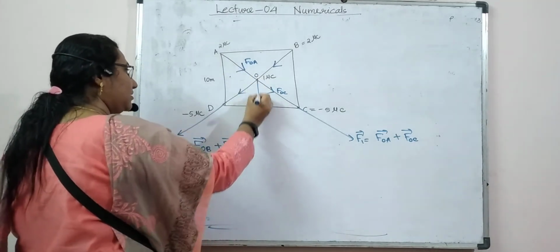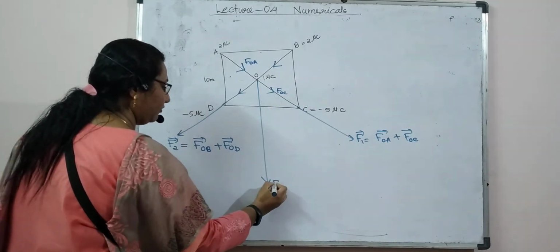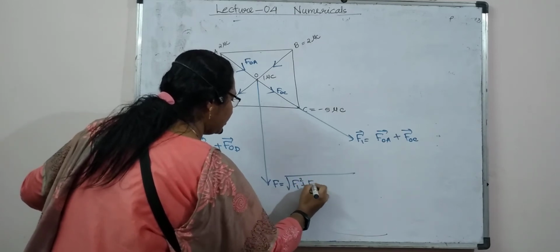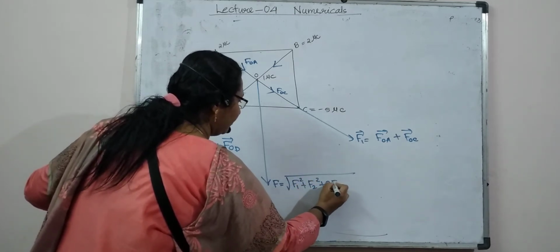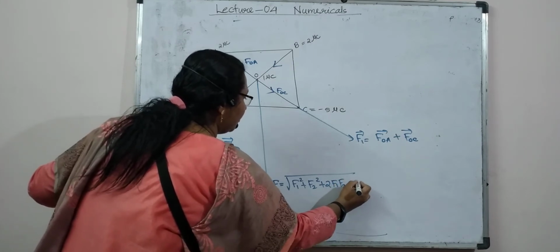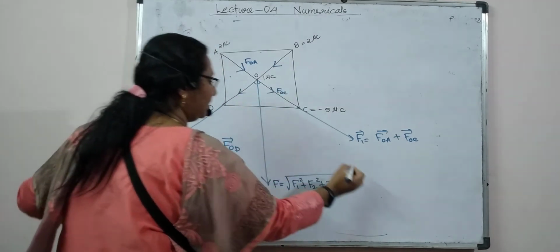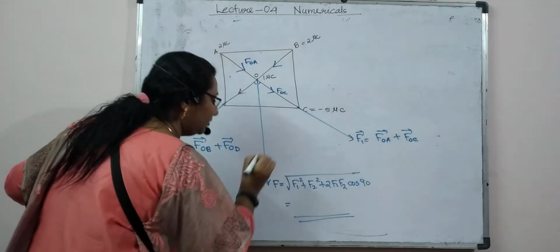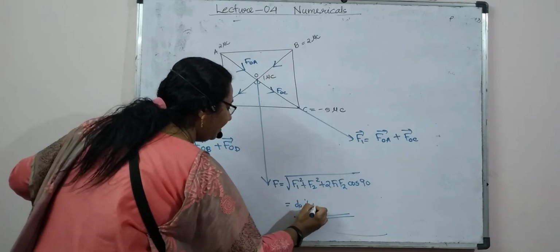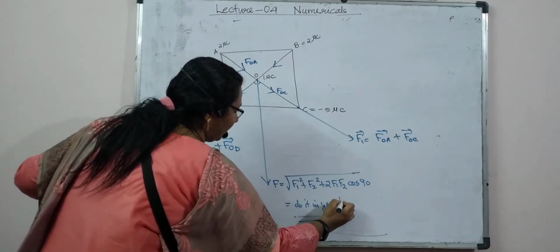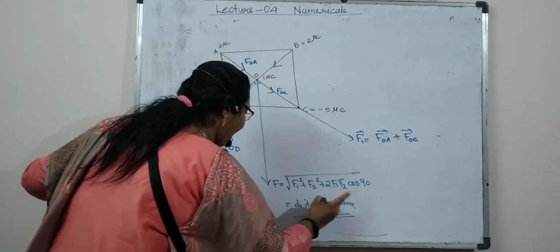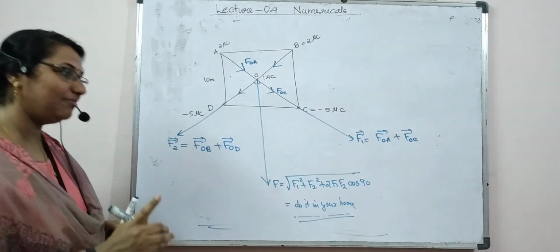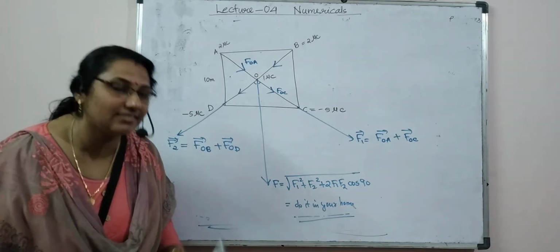And the final resultant will be this F, which is equal to root of F1 square plus F2 square plus 2 F1 F2 cos theta. This angle is 90. Solving, you will get a value. Do it in your home. We will provide the answer in the next class. Is it clear? You have to do it in your home and we will provide the answer in the next class.